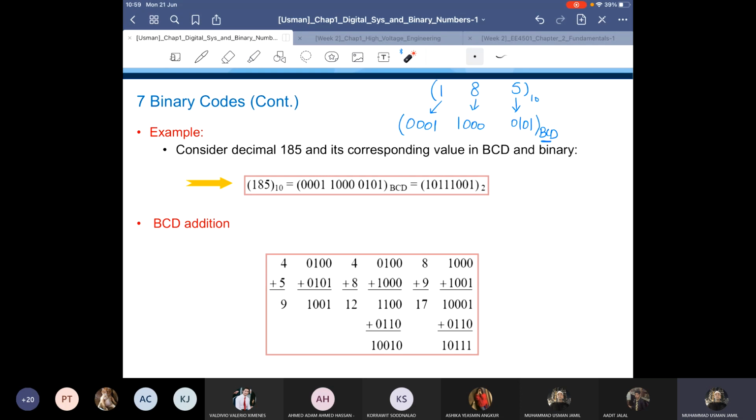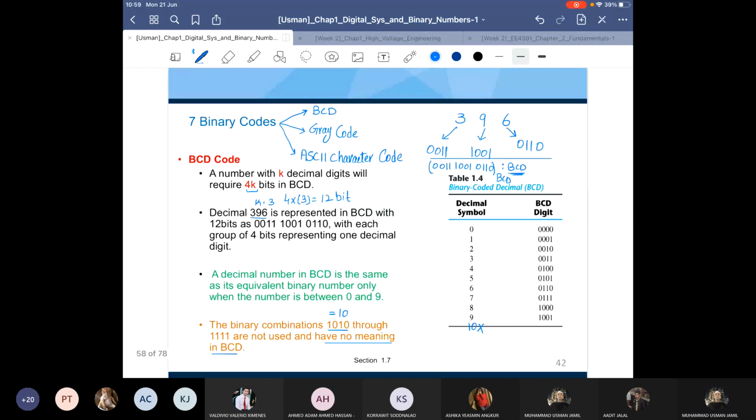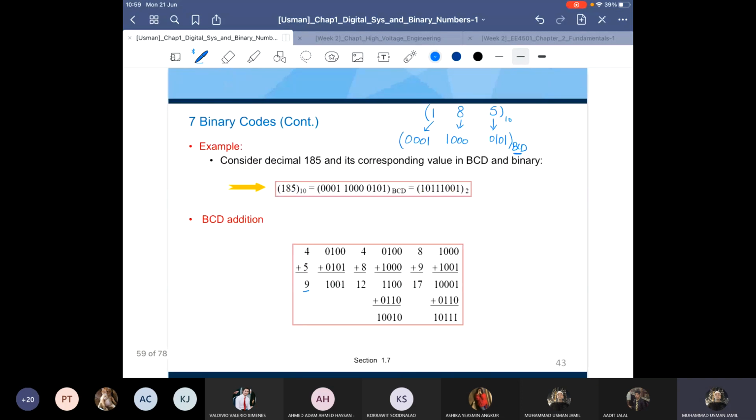So 0 plus 1 is 1, 0 plus 0 is 0, 1 plus 1 is 0 and 1 carry. So 1 plus 0 plus 0 is equal to 1. So this number is now 9. So this number is BCD. You can see this number is less than 9, right? So this number is now less than 9.